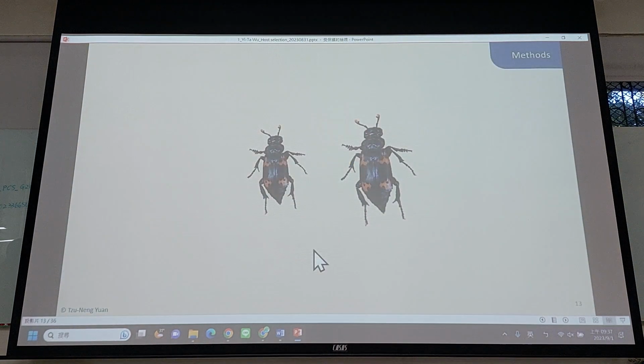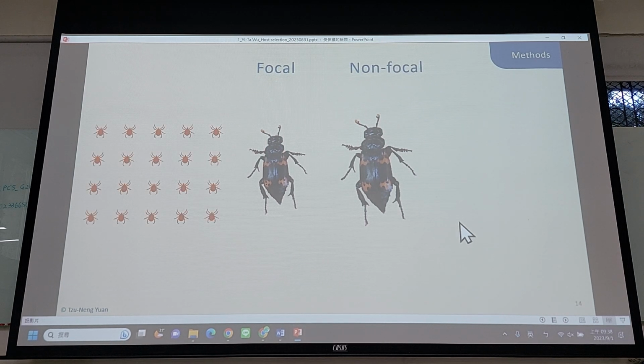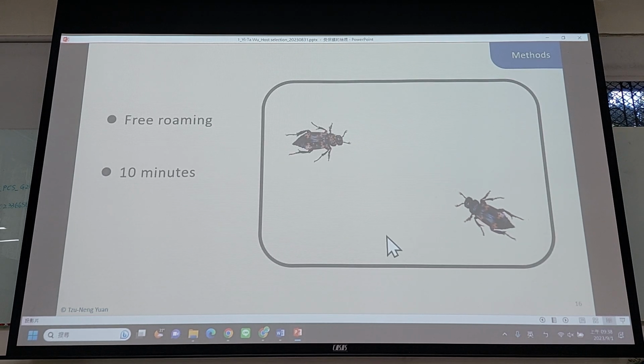Our experiment started with choosing two burying beetles from our lab and measuring their pronotum width to represent their body size. To ensure we can tell the difference between them, we make a hole on one of the beetles' elytra, and we call it the focal beetle. Then we introduce the mites onto the focal beetle. The two beetles are placed into a box, and in 10 minutes they can interact freely. After the experiment, we count the number of mites on both of the beetles.